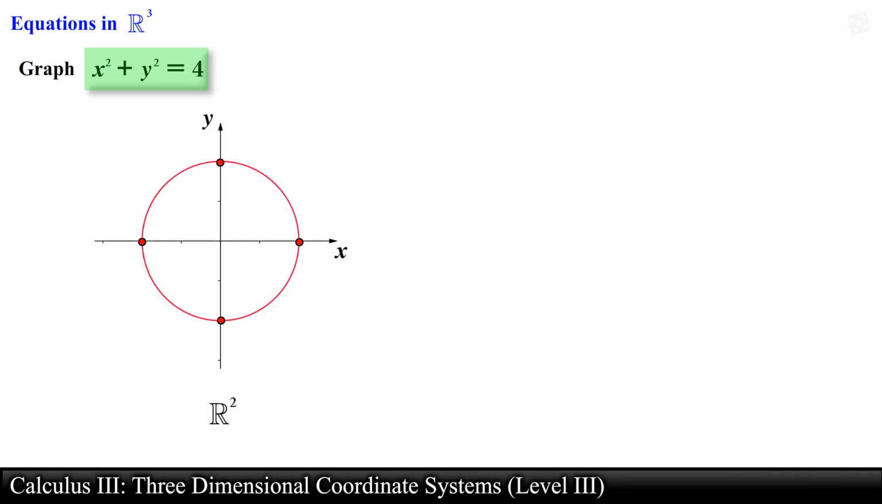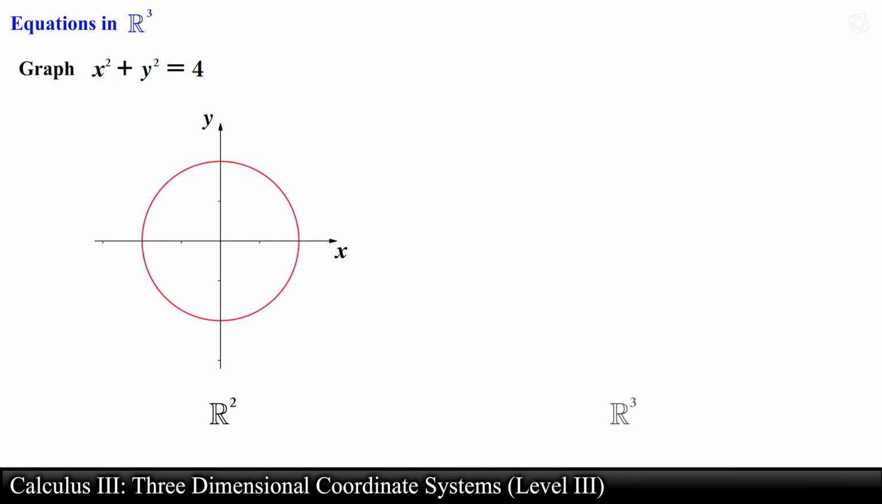Let's give it a shot and graph the following equation. x squared plus y squared equals 4. Notice that the variables that are explicitly expressed are the variables x and y. So we are going to first graph this equation in R squared, specifically on the xy plane. Recall from your studies of pre-calculus that this equation represents a circle centered at the origin with radius 2. So its graph is represented in R squared as follows.